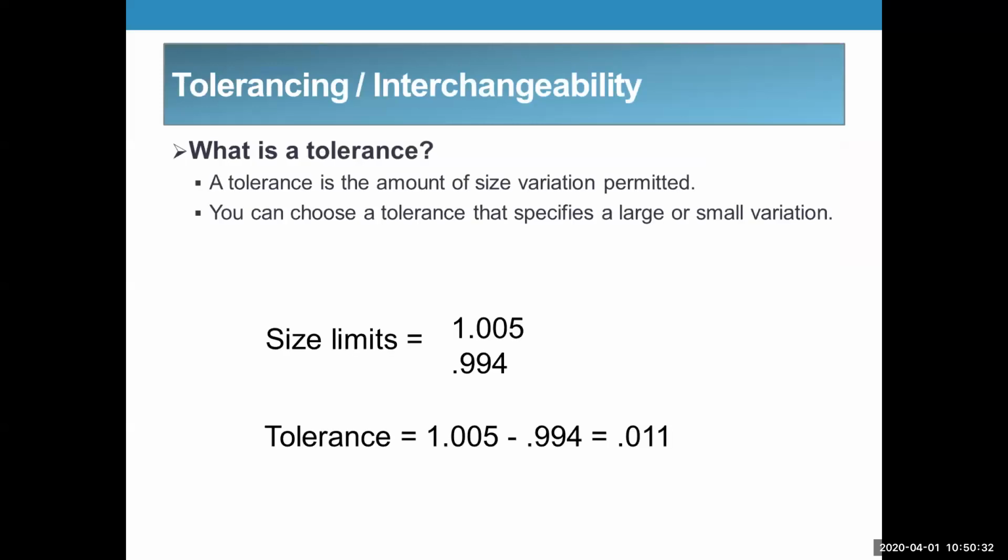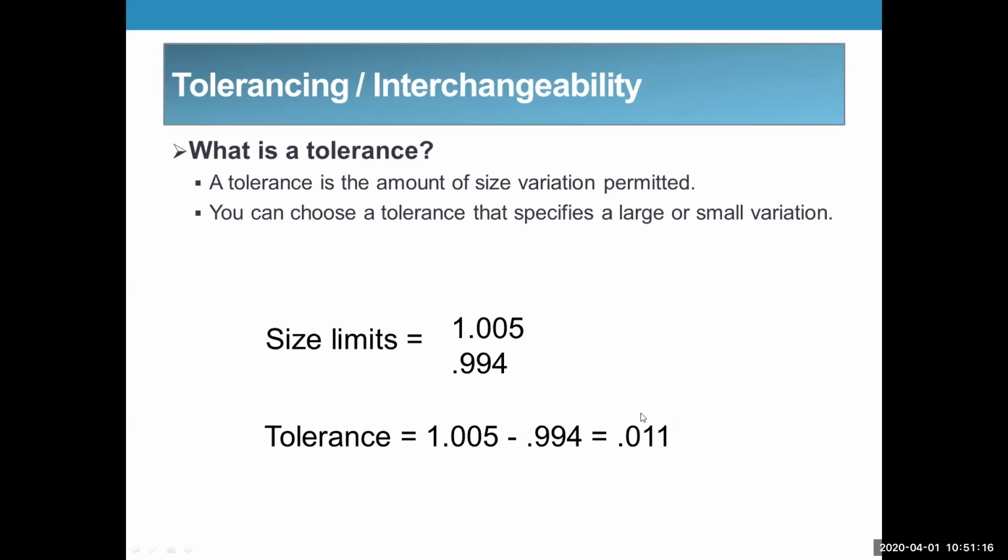Tolerancing is the amount of size variation that's permitted, and it's your decision as to the variation size, large or small. Here are 2 dimensions that are basically the same. These are limits. That's telling us that whatever this part is can be anywhere from .994 to 1.005 when we measure it. And so the limits are the 2 numbers of the low and the high end of the tolerance.